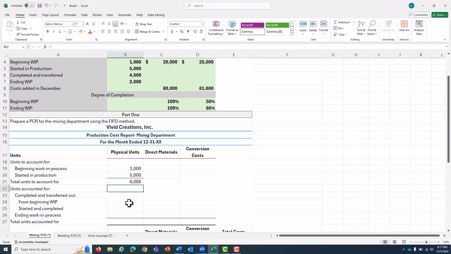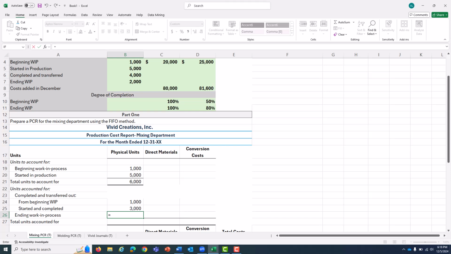Well, what can we account for over here? What got transferred out? Well, because we're a FIFO company, we're assuming that the 1,000 units that were in beginning WIP are getting transferred first. They would have gone off to the molding department. We didn't just transfer 1,000 units to the molding department, we transferred a total of 4,000 units to the molding department. So, if we transferred 4,000 units to the second phase of production, and we're assuming that 1,000 of those were the units that were in beginning WIP, that means the other 3,000 units that got transferred must have been started and completed the whole way through during this production process.